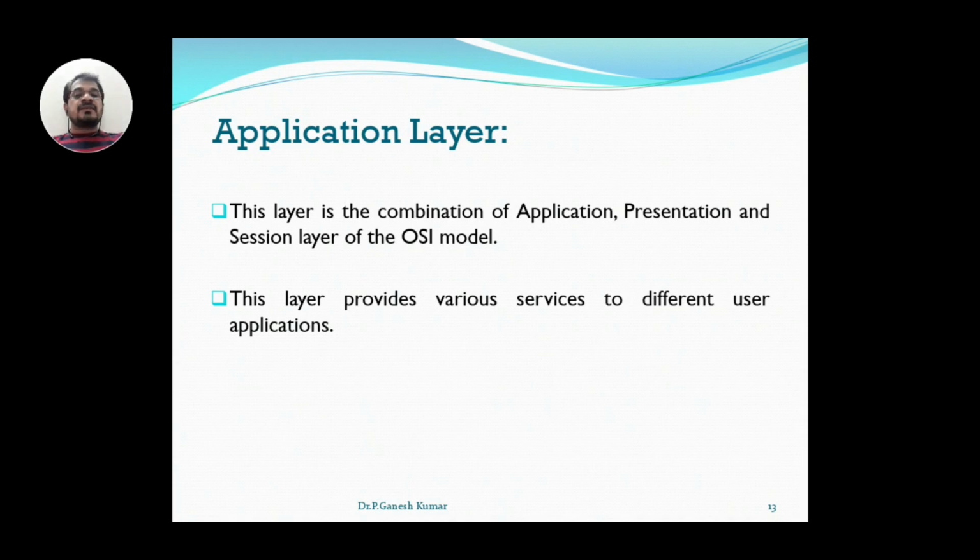Next, the application layer. This layer is a combination of the application, presentation and session layers of the OSI model. This layer provides various services to different user applications. If I want to provide some security to my data, then I have to go with some encryption algorithm at the application layer itself. According to the type of application we are going to use, we can use some application layer protocols, as we have seen in the third slide.